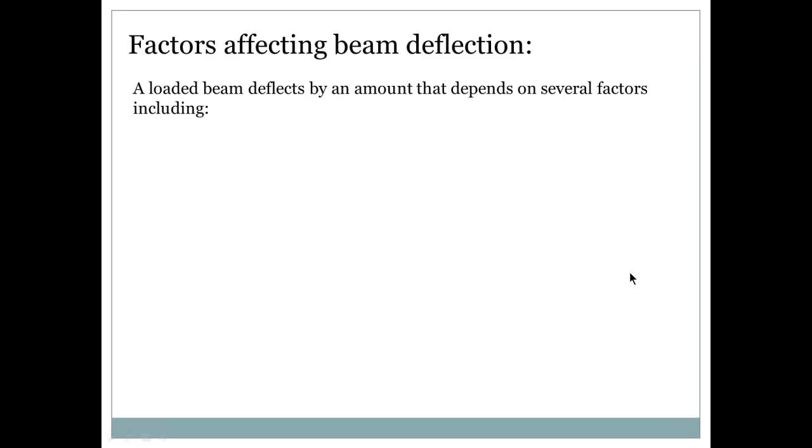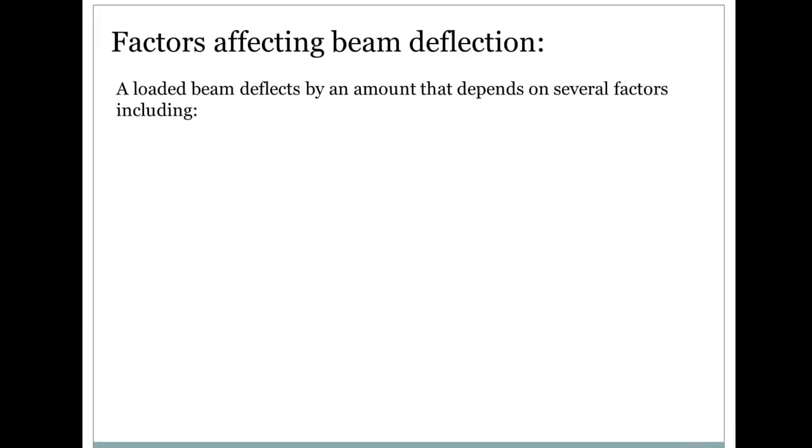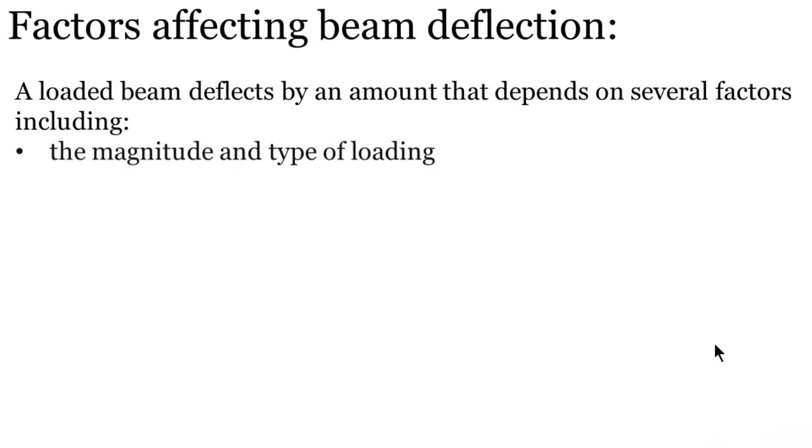So what are the factors affecting the beam deflection? A loaded beam deflects by an amount that depends on several factors, including, let's take a look at them one by one. The magnitude and type of loading. Of course, the higher the magnitude of the load, the more deflection you're going to expect. And the type of loading here is: is the loading uniform, or is it concentrated? That of course changes the magnitude or the amount of deflection.